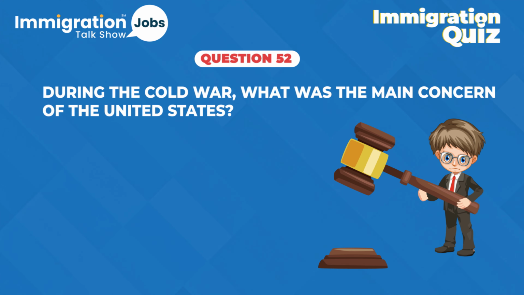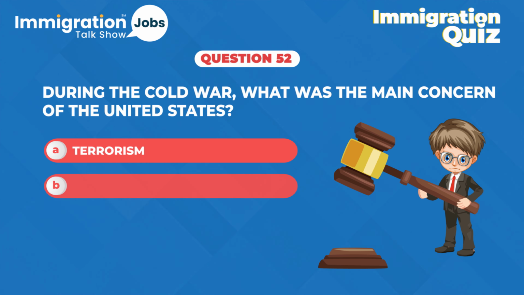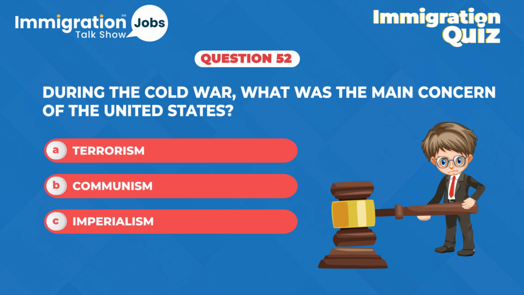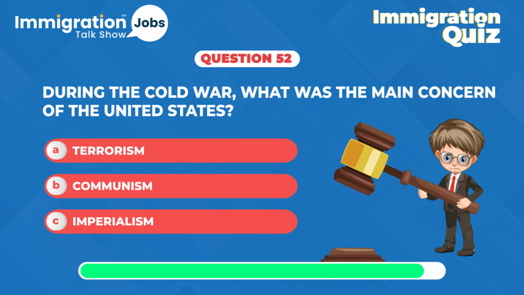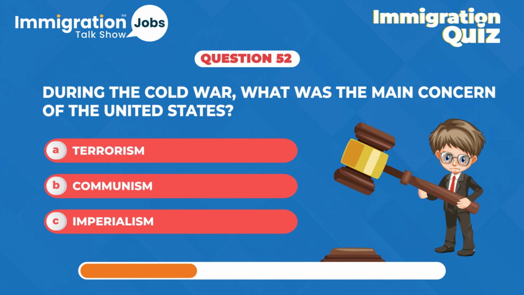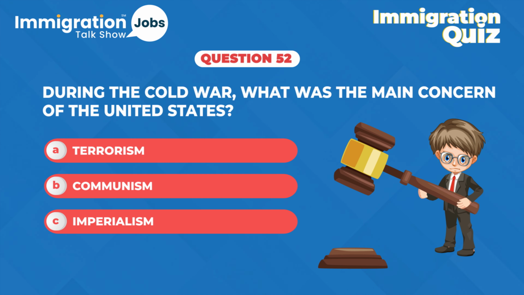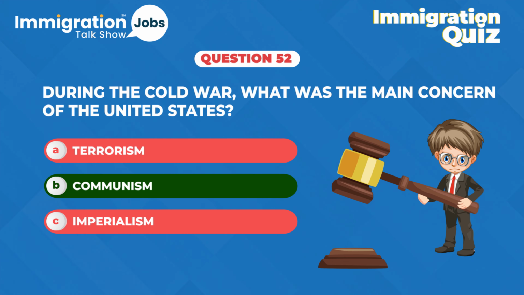During the Cold War, what was the main concern of the United States? Option A, terrorism. Option B, communism. Or option C, imperialism. And the correct answer is option B, communism.